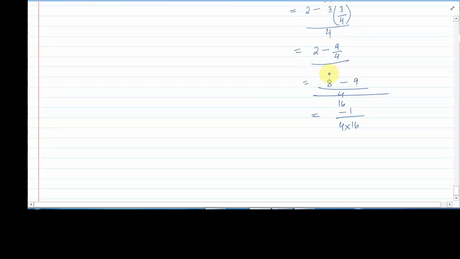So here it's 4, and again it continues in the next step as well. It will be 4, and that will be 4. So the final answer is minus 1 divided by 16. So that is your final answer.